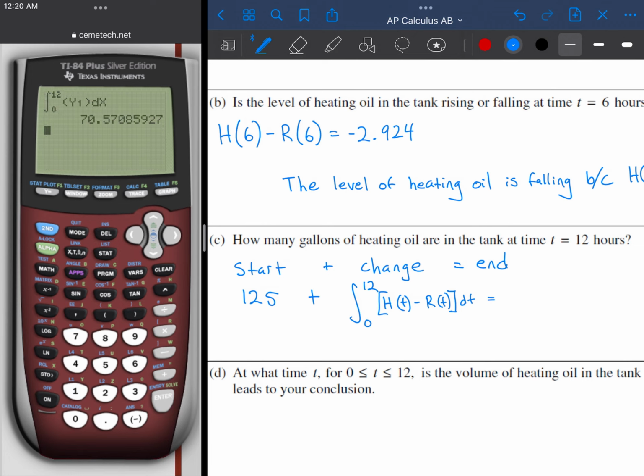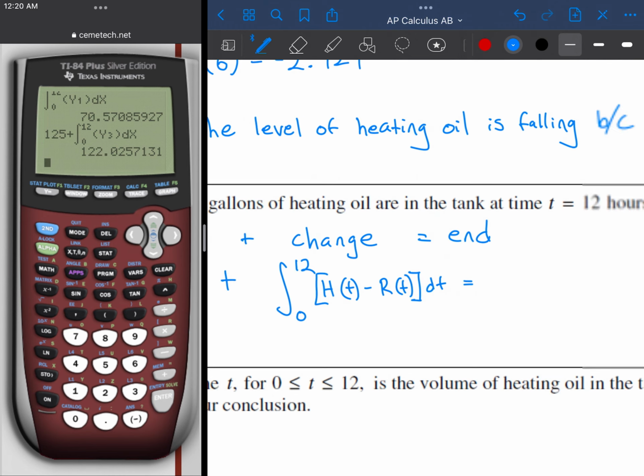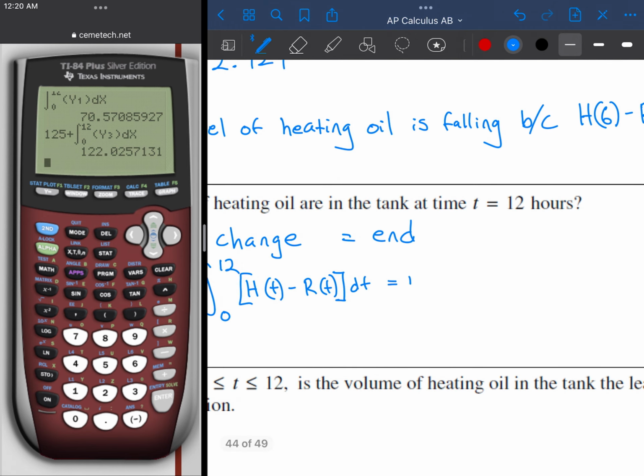So let's get out of this by doing second mode to quit. We're going to do 125 plus math 9 to do an integral between 0 and 12 of Y3 with respect to x. And we get 122.026 if I'm rounding.